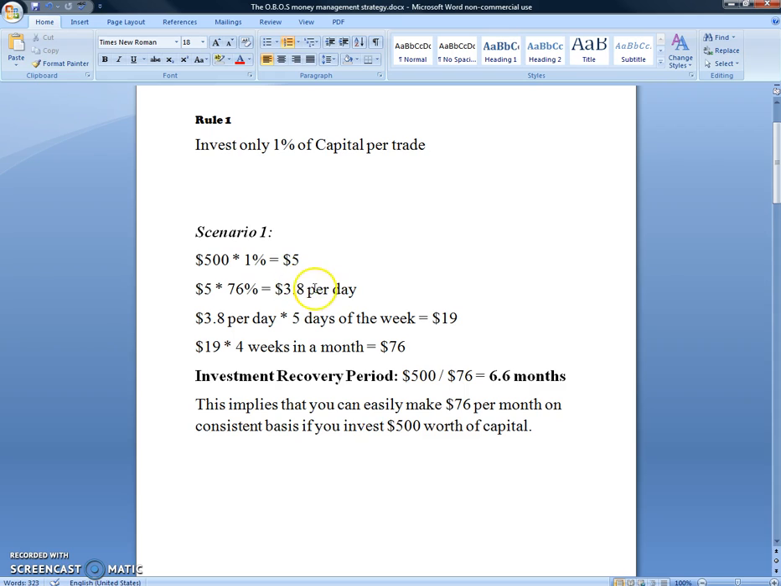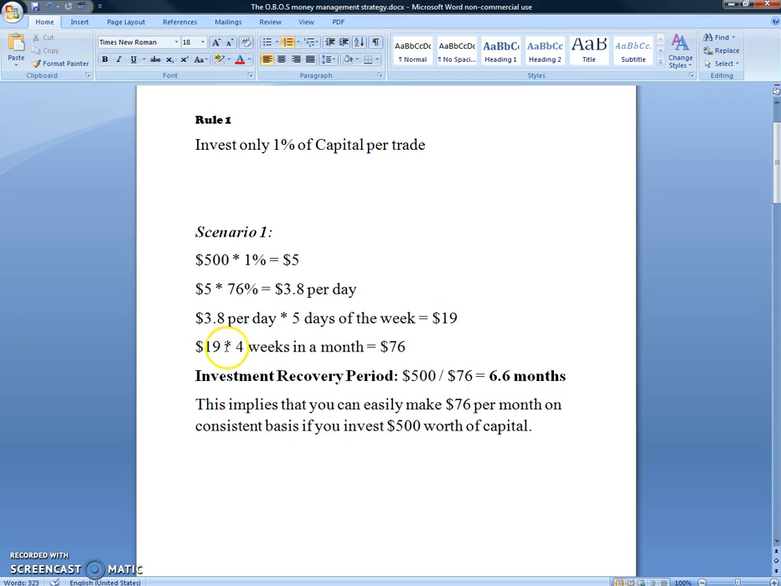I have a reason for saying per day, and I'll explain why. It's part of the rules down there. You're going to be taking only 1 trade per day, nothing more than 1 trade per day. Assuming you win all your trades for the 5 days of the week, you're going to make yourself $19 at the end of the week.